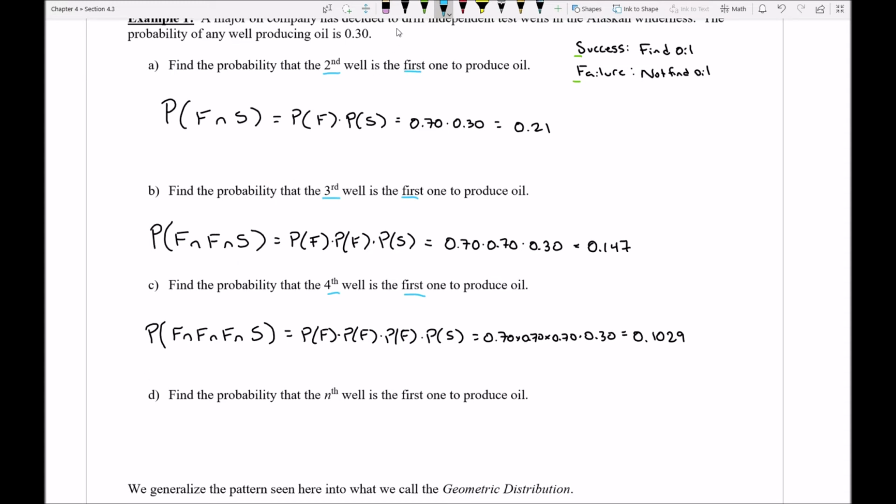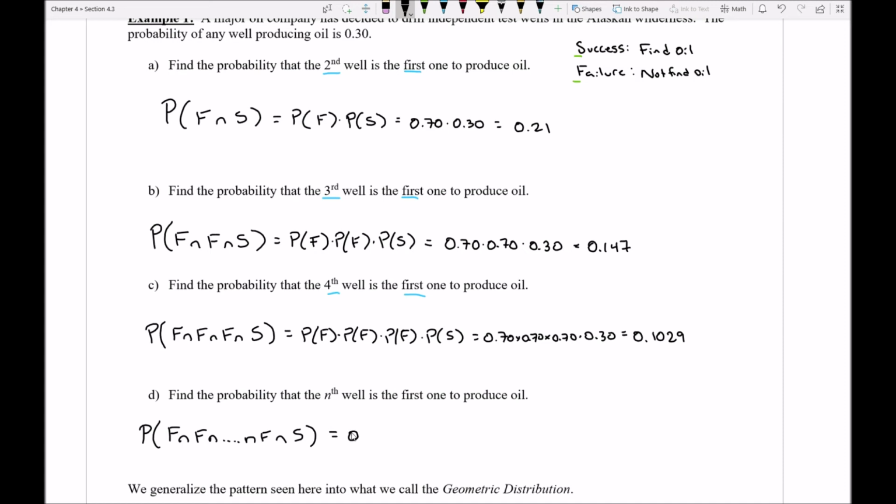Notice down here on part D, I can fully attempt to kind of generalize what I'm working with here. What if I wanted to find the probability that the nth well, like a mystery number well, is the first one to produce oil? So I couldn't really be sure at the moment of how many failures I want. I know I would want kind of a couple. I'll illustrate that by saying that I'm going to have a failure in here. And then I'll hit a failure again, so I have a big string of failures at the front, and then finally a success.